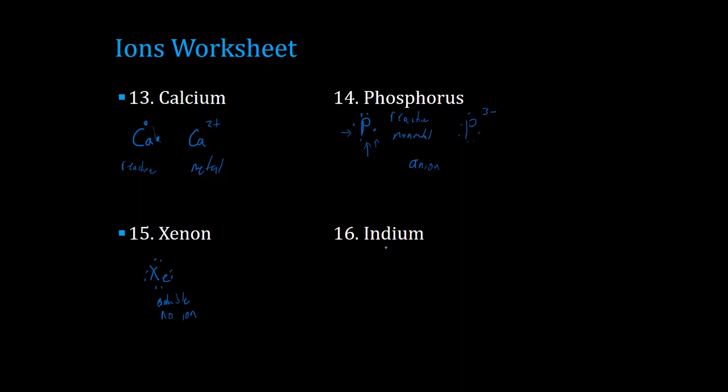Indium's a little bit harder to find. It is actually a group 3 metal. It's right below aluminum and gallium, and so indium has 3 valence electrons. It will give all 3 of those electrons away and form indium 3+. It is a metal, and it's a 3+ ion, and it is a positive ion, so we call it a cation.